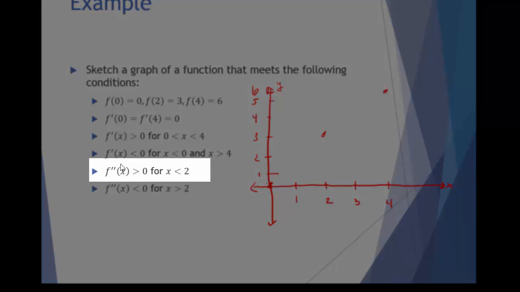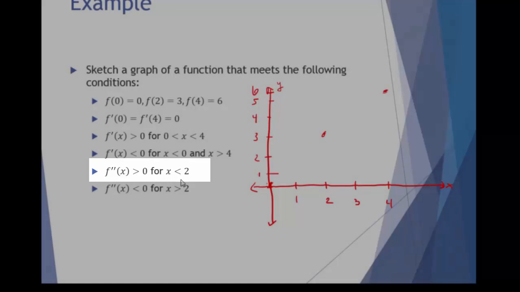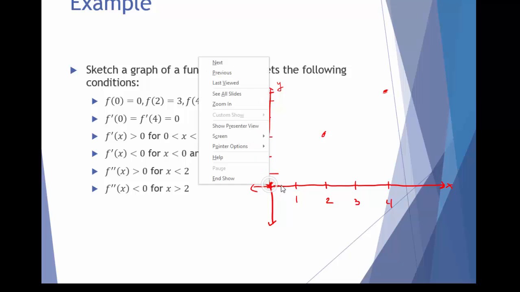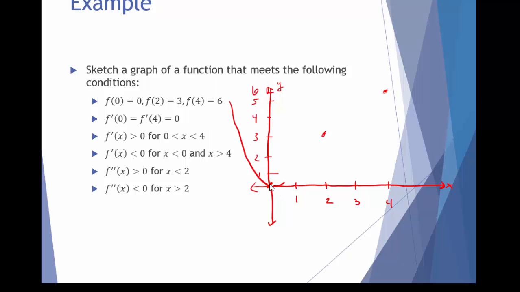This one says the second derivative is positive for all x less than 2. So if the second derivative is positive, that tells me that the original curve, f, must be concave up for all x less than 2. So remember, it was going to be decreasing here, but now we know it's also concave up. It's going to change to increasing, but remain concave up here. And then at 2, it stops being concave up.